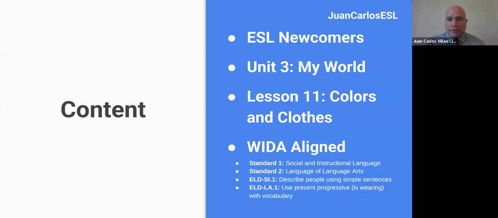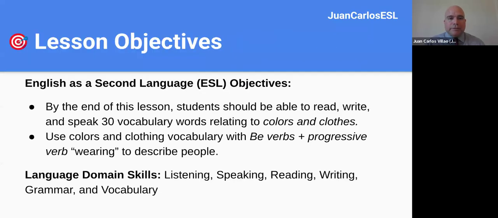And then here we go to the next slide. So lesson objectives, English as a second language, ESL objectives. By the end of this lesson, students should be able to read, write, and speak 30 vocabulary words relating to colors and clothes. Use colors and clothing vocabulary with be verbs plus the progressive verb wearing to describe people. Language domain skills are listening, speaking, reading, writing, grammar, vocabulary.